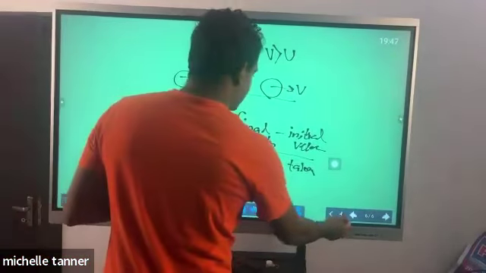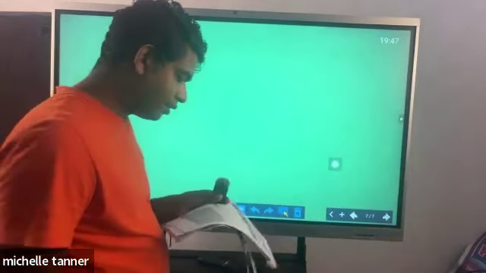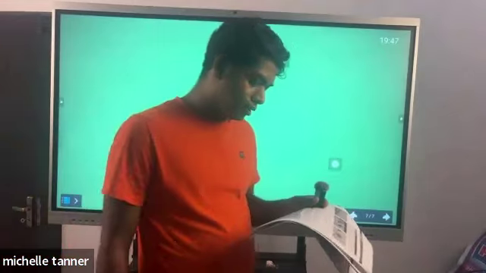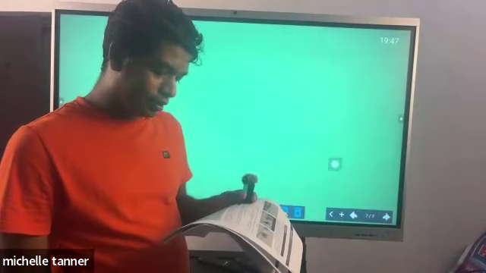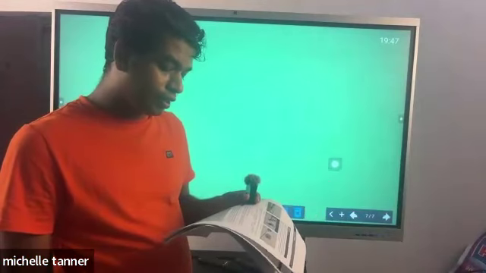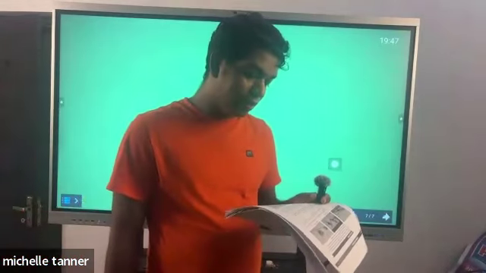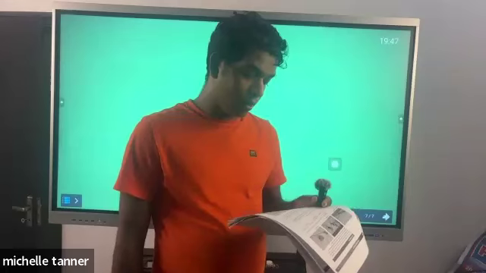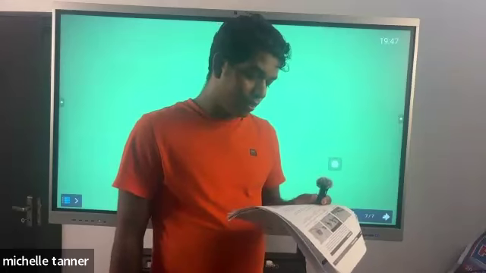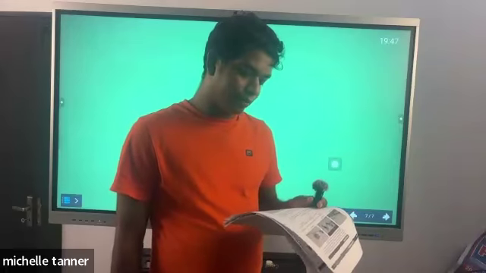Now, we move to the example. A car is traveling at 20 meters per second. It accelerates steadily for 5 seconds, after which time it is traveling at 30 meters per second. Calculate its acceleration. Now, the values are given for initial velocity, final velocity, and time.